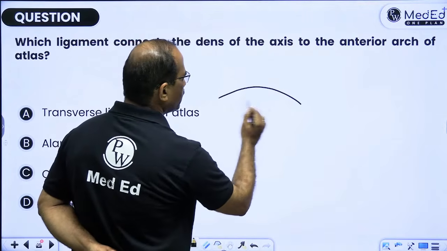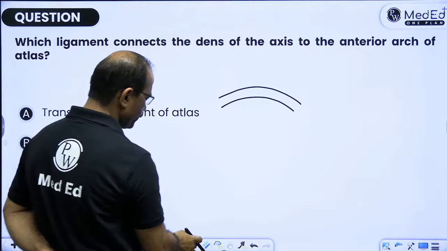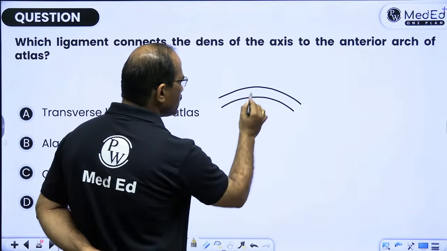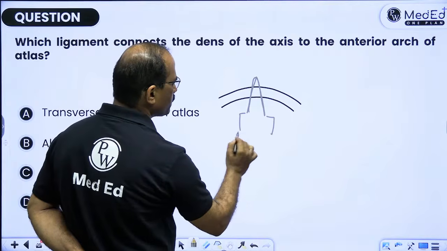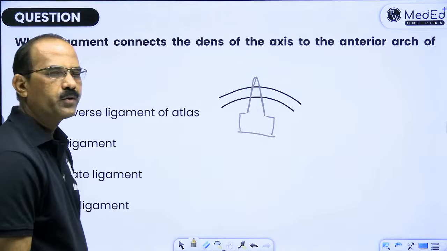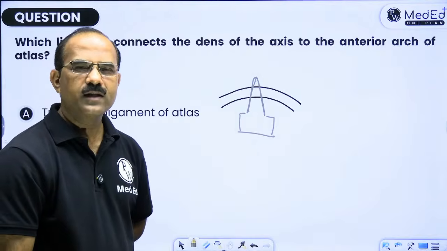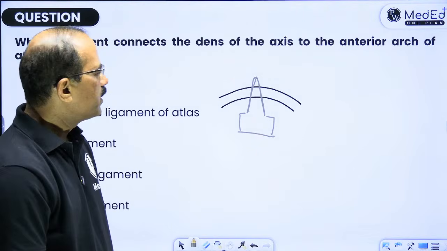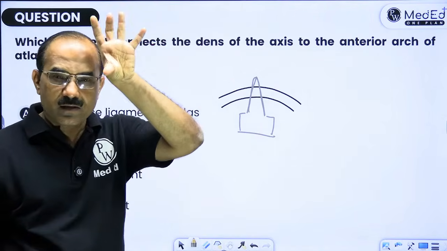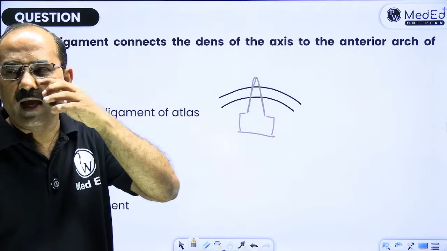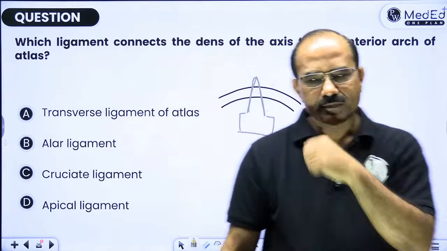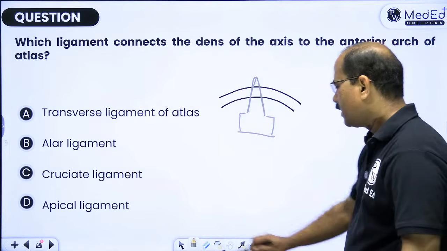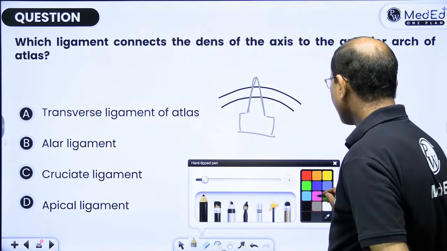This is the anterior arch of atlas, and this is the odontoid process or dens. That's the second cervical vertebra. Now, which ligament connects the odontoid process to the anterior arch of atlas? क्या लगता है आपको? What is that? एक लिगामेंट होता है यहाँ पे ऐसे.